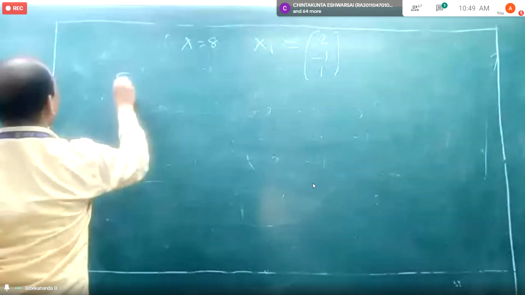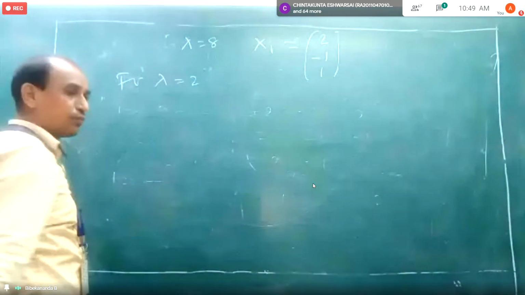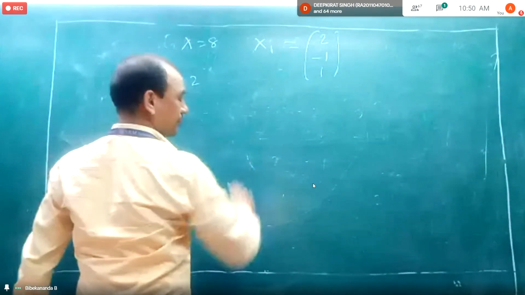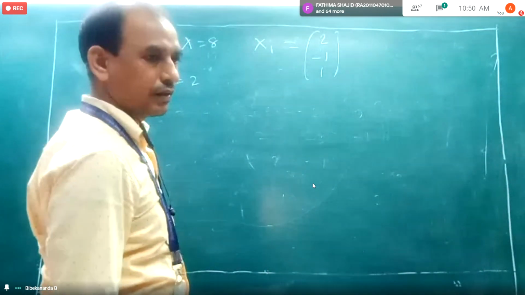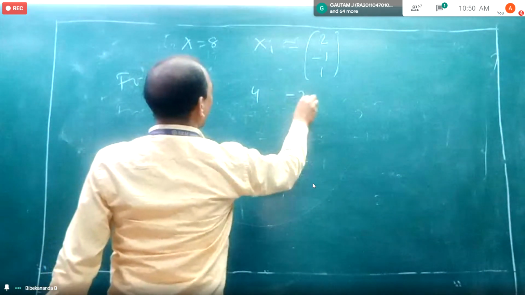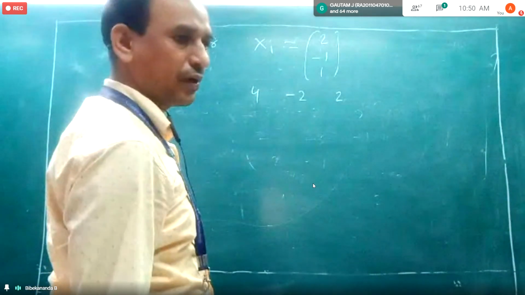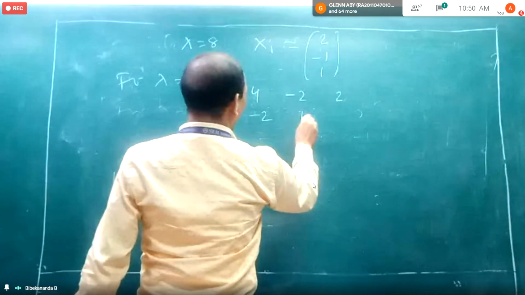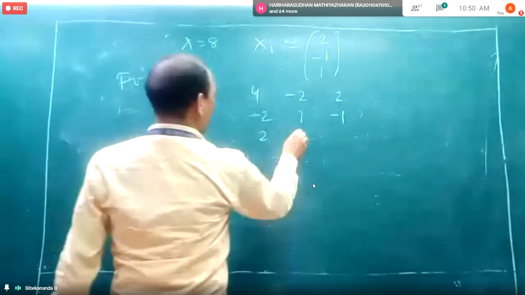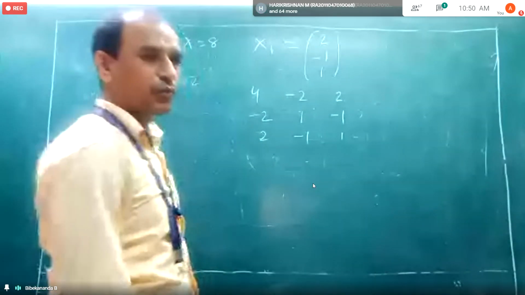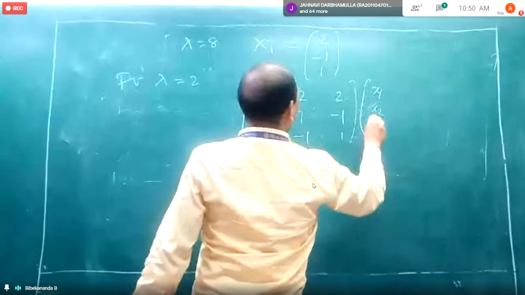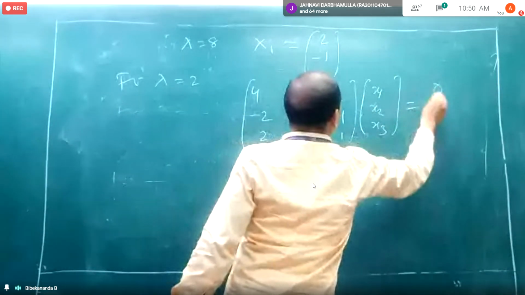So now for lambda equal to 2, first I am considering lambda equal to 2. Then what will be the thing here? Can you tell me? If I take lambda equal to 2, 6 minus 2, 6 minus 4, 2 minus 2, 2, 2, 2. And in the second row? Minus 2, 1, minus 1. Minus 1. Third row? Minus 2, 1, 2 minus 1, 1. Into x1, x2, x3 is equal to 0, 0, 0.